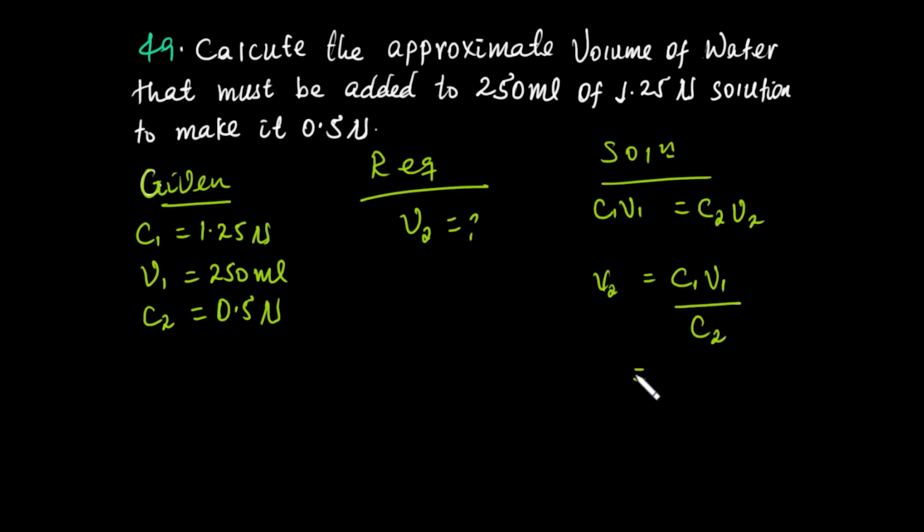Then this equals C1, 1.25 normal, times V1, 250 milliliter, divided by C2, 0.5 normal. Normal cancels with normal. What remains is milliliter. Milliliter is the unit of what? Volume.